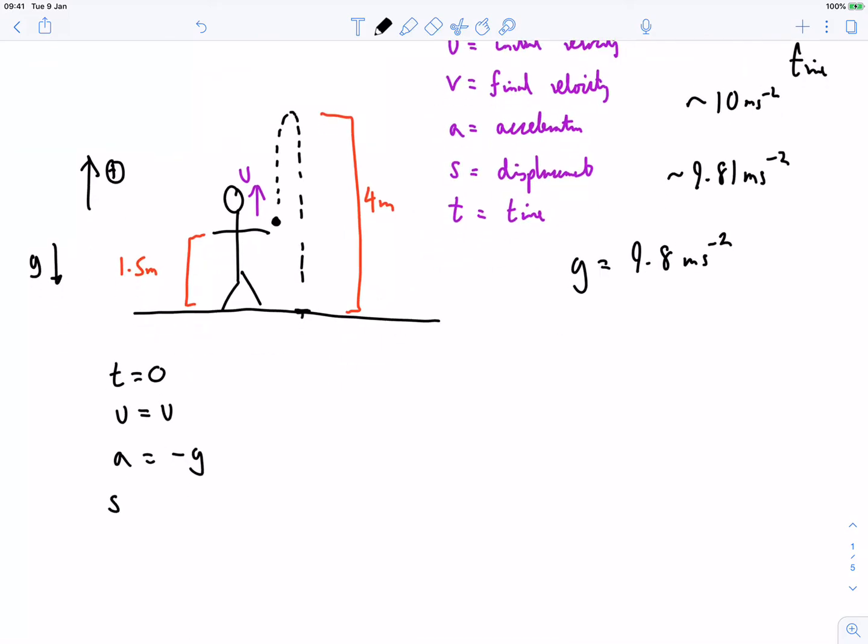Right, what is the displacement S at this point in time? We've just thrown it. Well, let's initialize that and let's say it's 0. So this horizontal is 0.